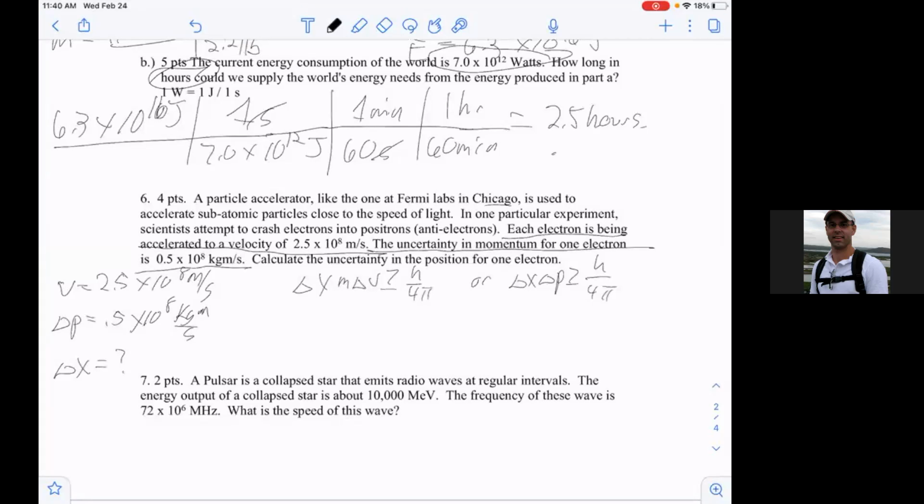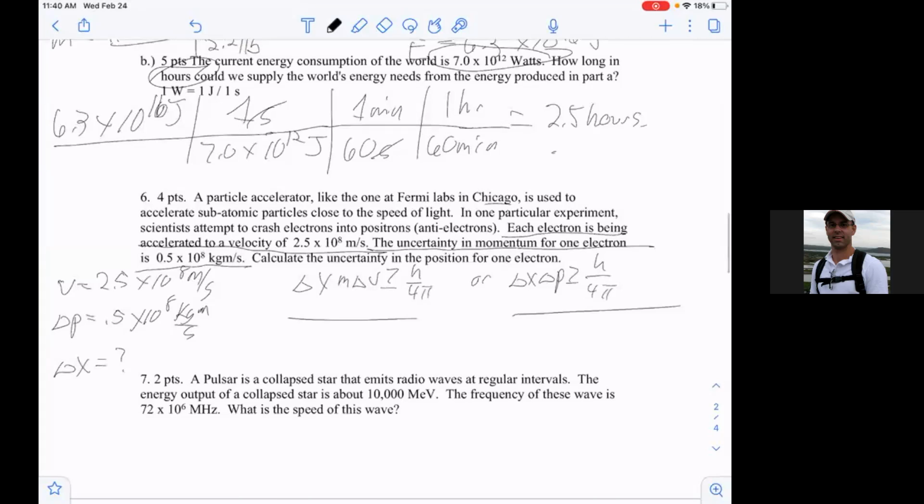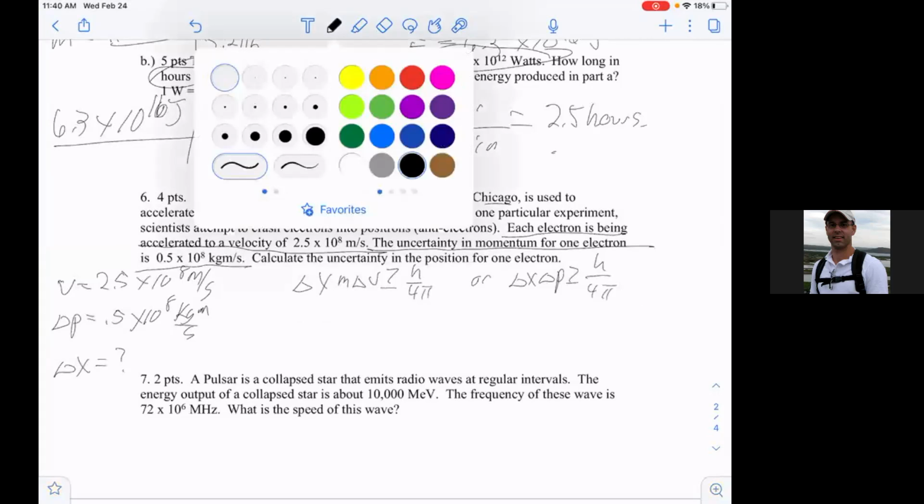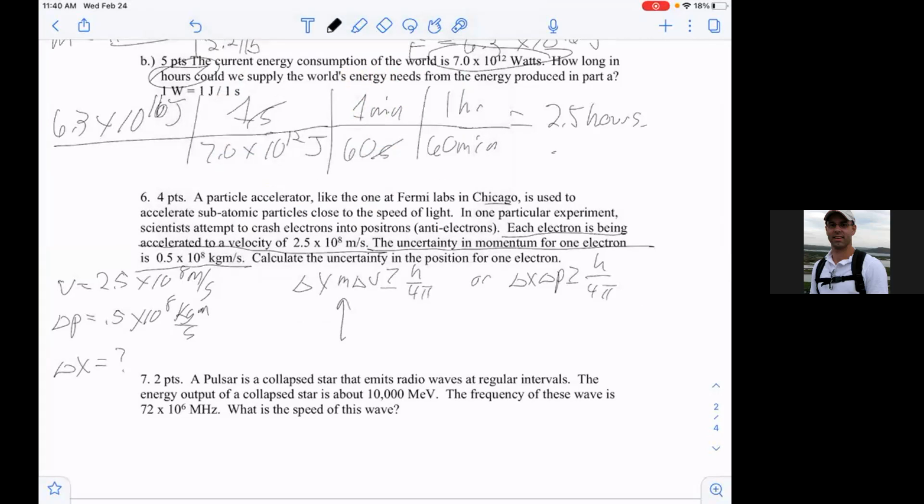So which of these 2 equations, this one or this one, do we have the information for? Do we know the mass? We could look it up, right? Do we know delta V? No. We know V, but V is not delta V. But we do know delta P. So the correct equation is the one on the right.